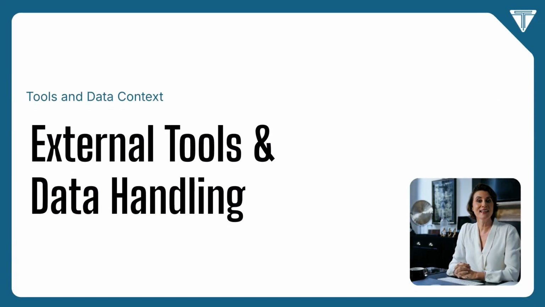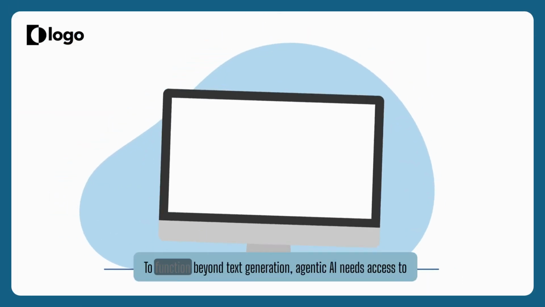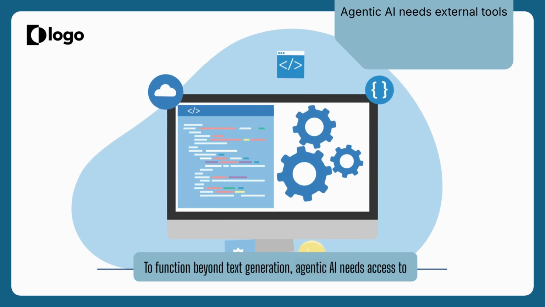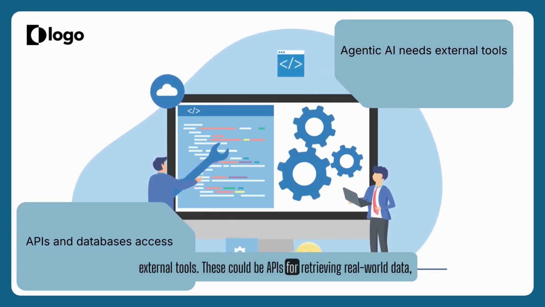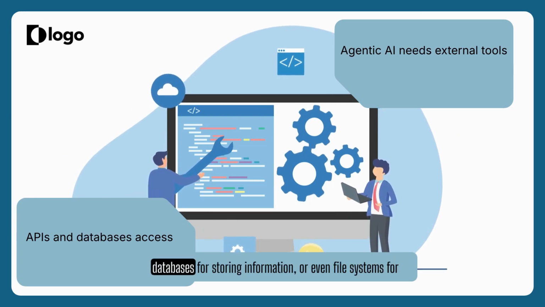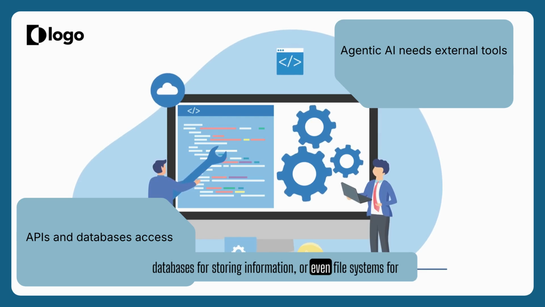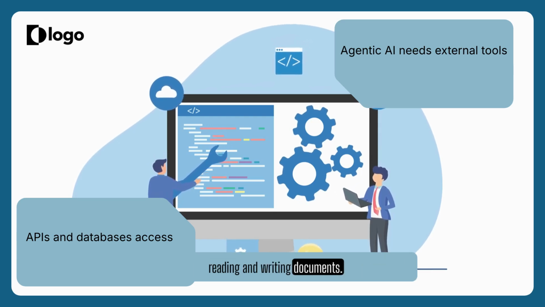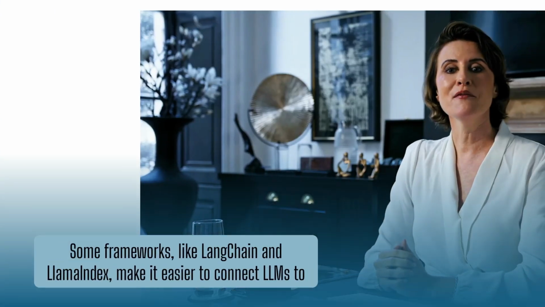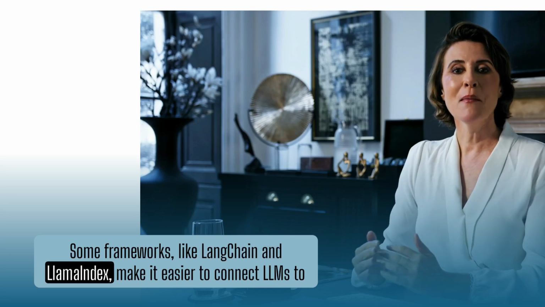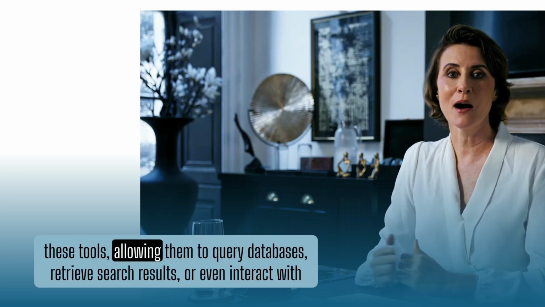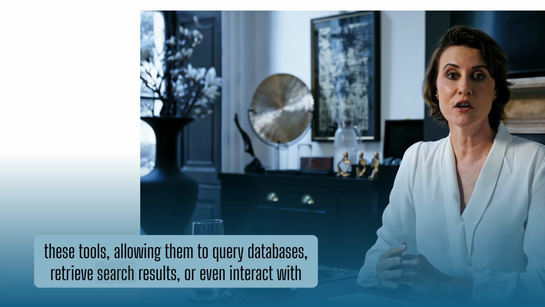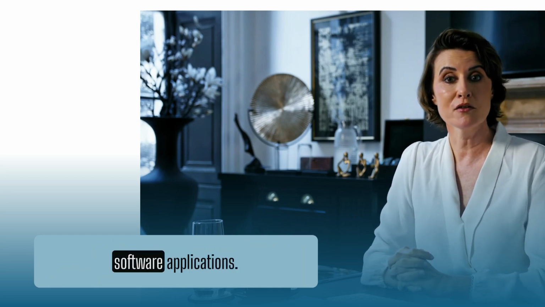External tools and data handling. To function beyond text generation, agentic AI needs access to external tools. These could be APIs for retrieving real-world data, databases for storing information, or even file systems for reading and writing documents. Some frameworks, like LangChain and LlamaIndex, make it easier to connect LLMs to these tools, allowing them to query databases, retrieve search results, or even interact with software applications.